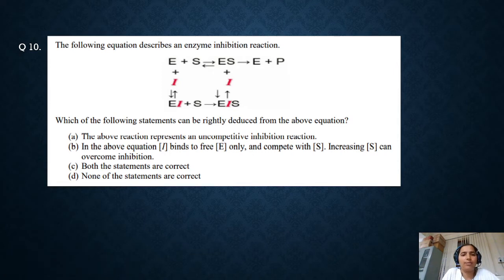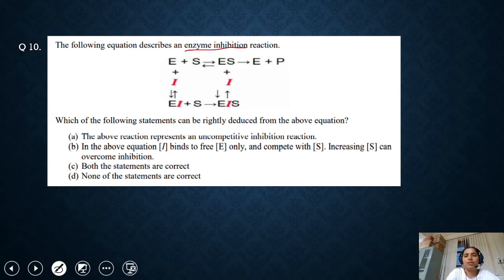Now let's come to the next question. What it is saying, the following equation describes an enzyme inhibition reaction. This you all must know. All of you have studied about enzyme inhibition reaction. Okay, we will discuss it. First, we will read the options. So what they are asking, which of the following statements can be rightly deduced from the above equation? From the above equation means this equation.